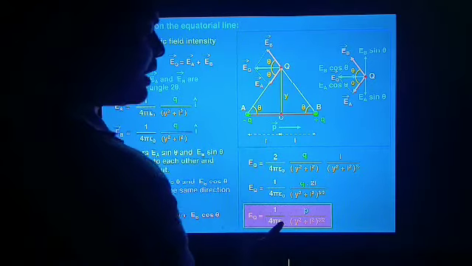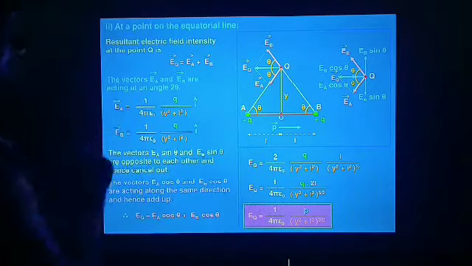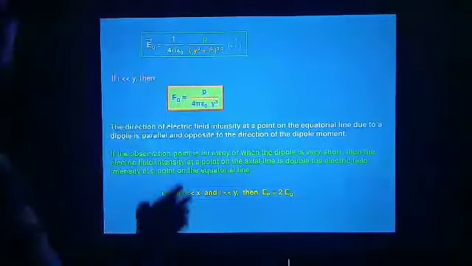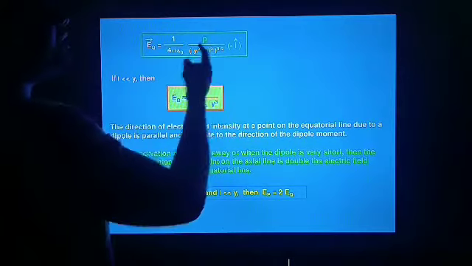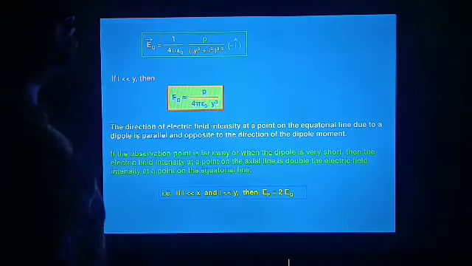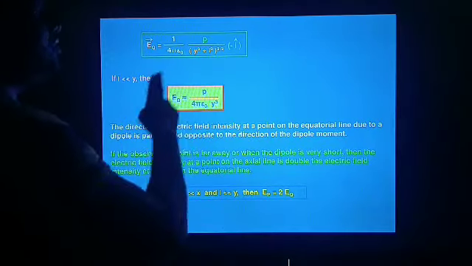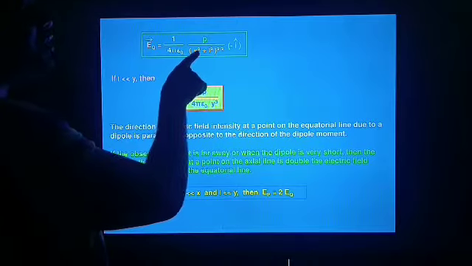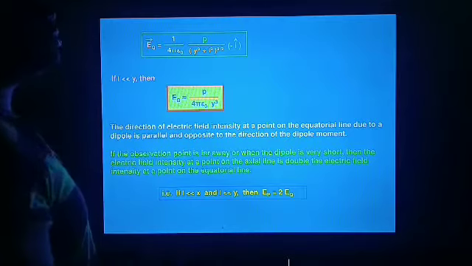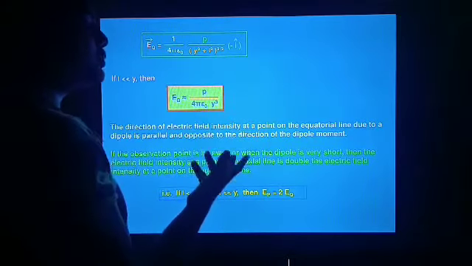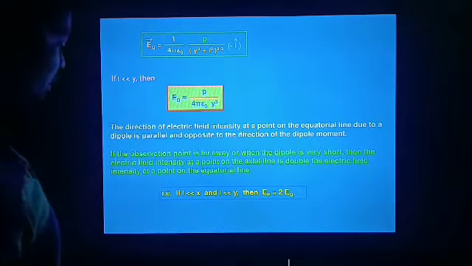Now, EQ is equal to 1 upon 4 pi epsilon naught P upon y square plus L square raised to power 3 by 2. Then EQ is equal to 1 upon 4 pi epsilon naught, instead of 2QL we can put P, upon y square plus L square raised to power 3 by 2, along I cap. If L is very small compared to y, then we will neglect L square. So y square raised to power 3 by 2, 2 and 2 cancel, so y cube. So the net electric field due to an electric dipole at broadside on position, that is EQ, is equal to P upon 4 pi epsilon naught y cube.